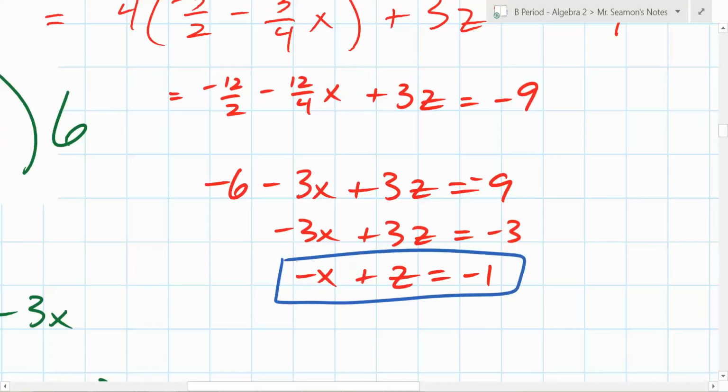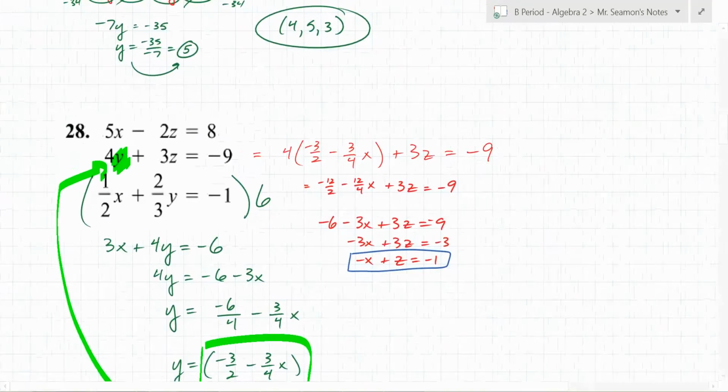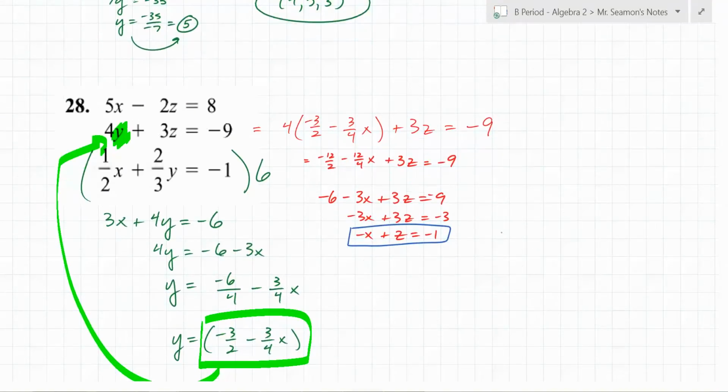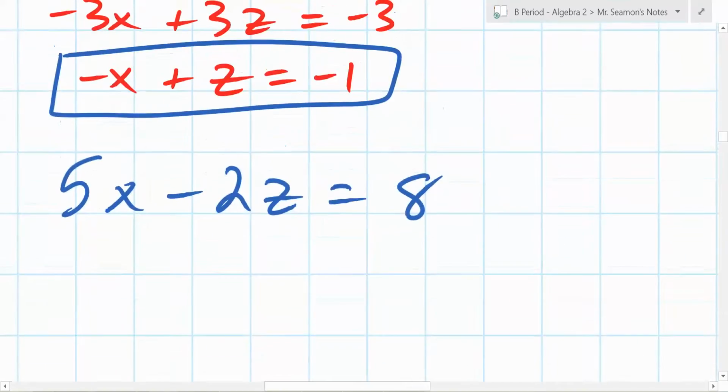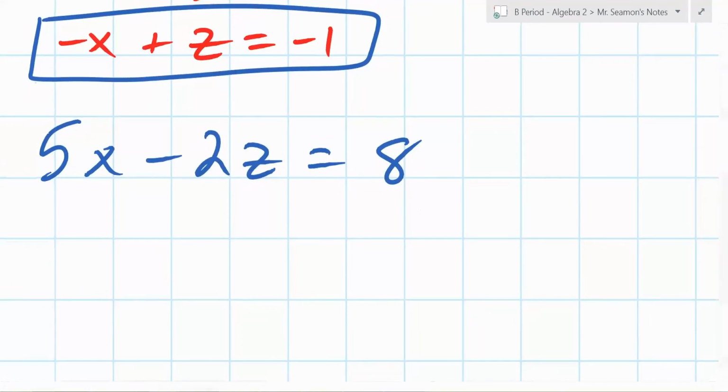We have this equation. Is there one equation we haven't worked with yet? The top one. What's the top equation? 5x minus 2z equals 8. I just copied it down. How many equations do you see on the board? 2. How many variables? 2. So now we just do the process again.